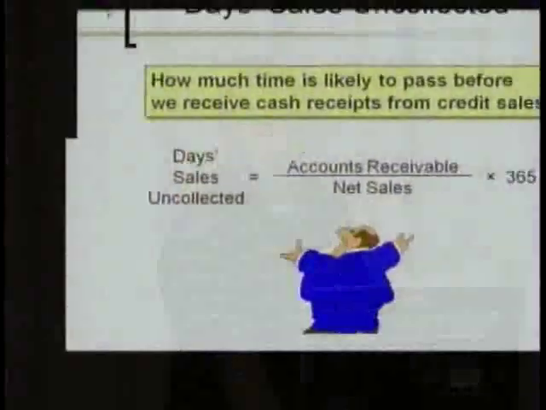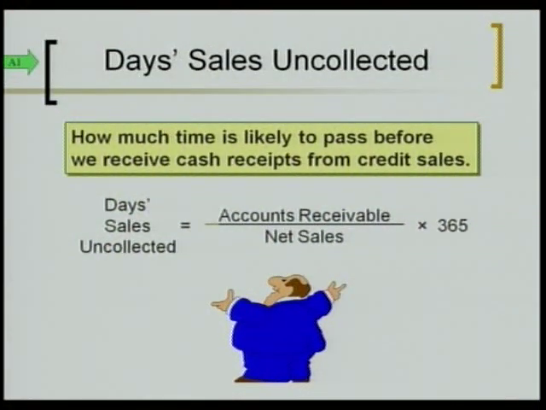Well, we only have one more thing to talk about in chapter 8, so let's do that real quick. Going to the PowerPoint, very last slide. This is the ratio that they cover in chapter 8, and it's called days sales collected. This is how much time is likely to pass before we receive the cash from our accounts receivable, or from our credit sales. Okay?